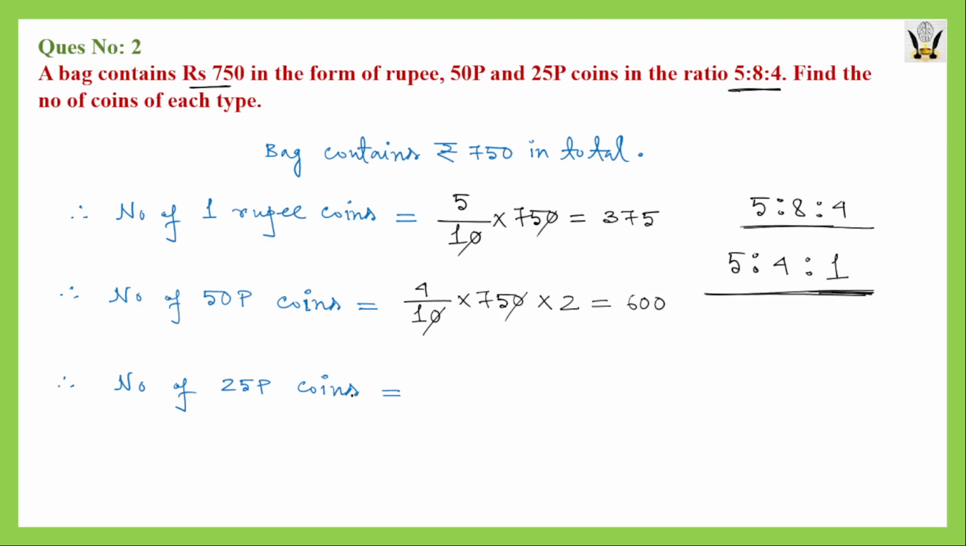Now for 25 paise coins, first we will represent the total in terms of valuation. So it will be 1 out of 10, multiplied by the total valuation 750. So it will be 75 rupees. So in terms of rupees, its total contribution will be 75, but we are finding the number of coins. So for 1 rupee, the number of 25 paise coins that we need is 4. So the total number of 25 paise coins will be 300.